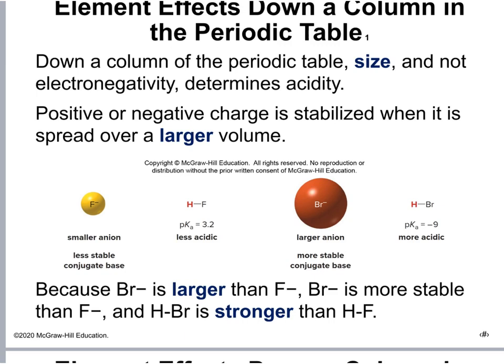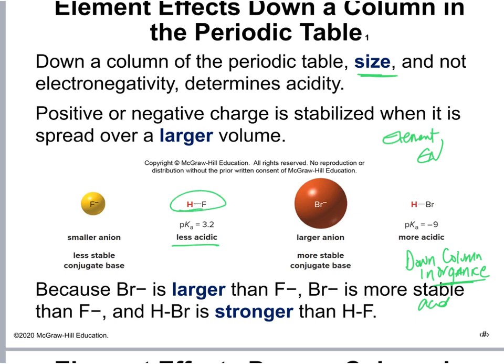Now other element effects we need to think about is the size, not just electronegativity. This is really just when you're comparing down a column, and these are your inorganic acids. When I say inorganic, that means they don't have carbon. So HF is the least acidic because there's a lot of overlap. Hydrogen and fluorine are similar in size, so that overlap is kind of strong. Here, bromine is just huge. It's just barely hanging on to this little hydrogen 1s orbital, okay?